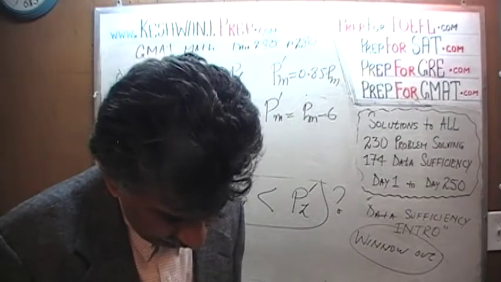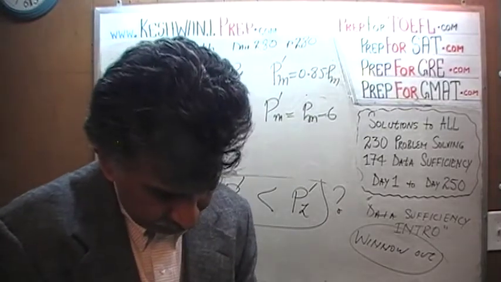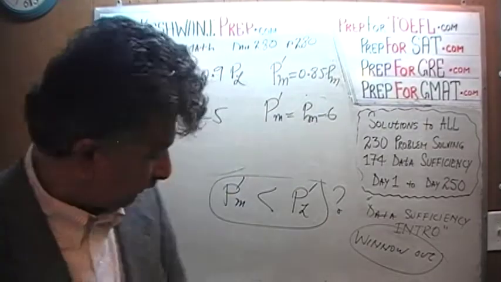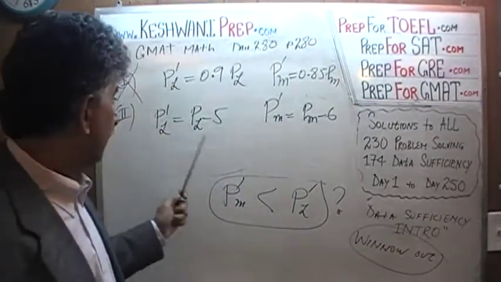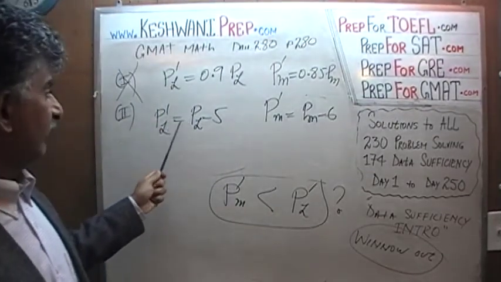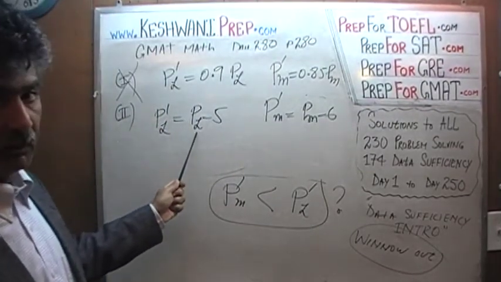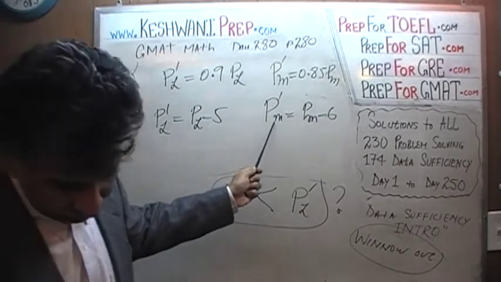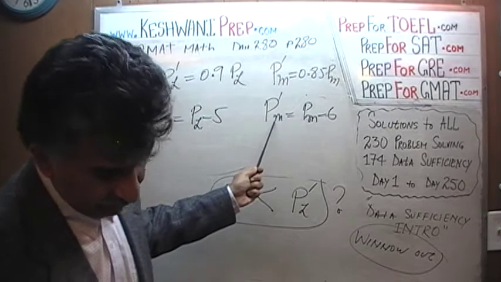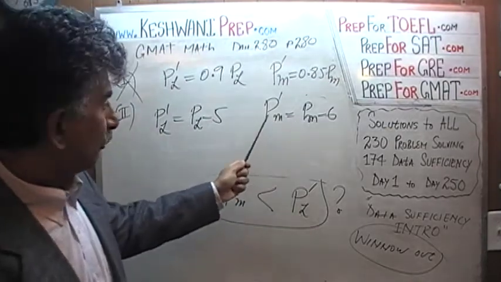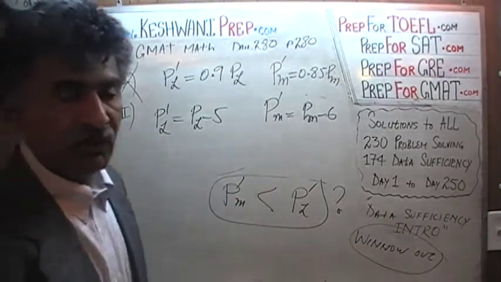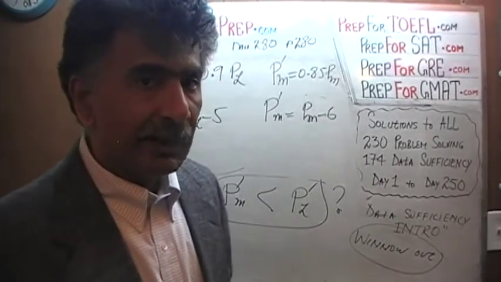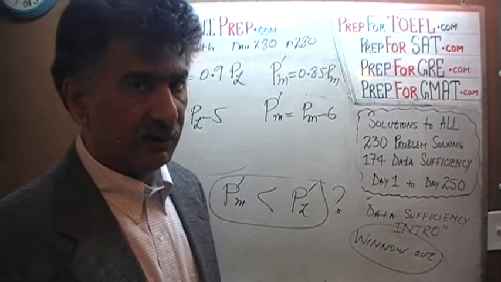It says at store L, the discount price is $5 less than the regular price, which is what we're showing here. Whatever the regular price is, you subtract 5 from it, and that's your discount price. And at store M, we are told that the discount price is $6 less than the regular price. The question is, is that information enough for us to know if the discount price at one store is less than the discount price at the other store?